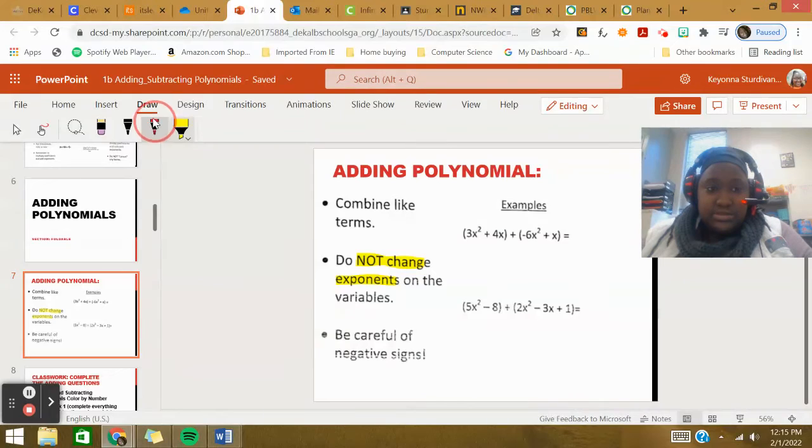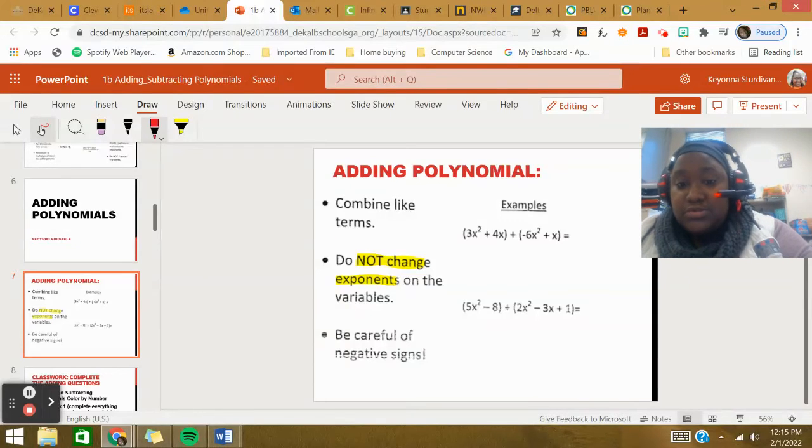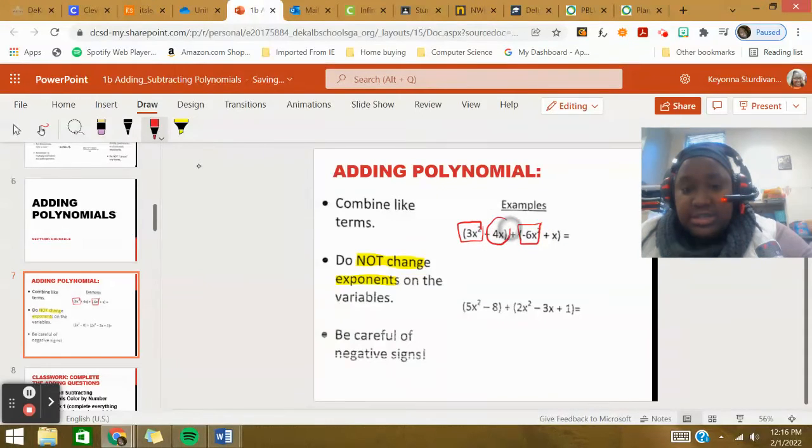The best way to do this is to either color code or draw symbols or draw shapes around your like terms. So the first example we have is 3x squared plus 4x plus, and then in parentheses, negative 6x squared plus x. The first thing I would do is identify what my like terms are. Again, you can either color code or use shapes. Shapes would be the easiest way to do this if you have a pencil. So our like terms in this case are x squared and x squared. And then our other like terms, and this time I'm going to use a circle, will be just the x's.